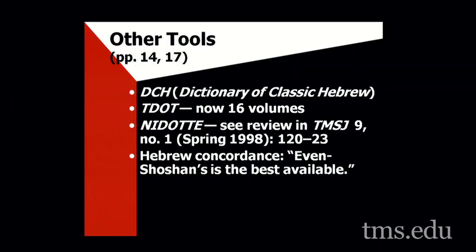What's the best Hebrew concordance? The best Hebrew concordance is Even-Shoshan. Chisholm says that in his textbook that we have here. I agree with that. I think Dr. Grisanti agrees with that. There are several concordances available, but this one is the very best. It lists every single occurrence of every single form. They're arranged by form, they're arranged in order, they're numbered, there are definitions given at the beginning, and it's a very easy volume to use that way.